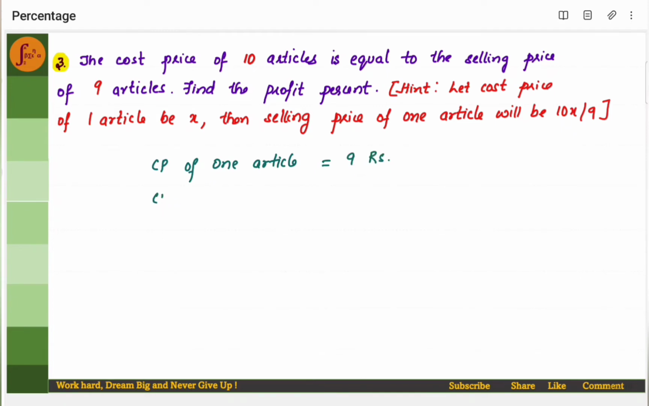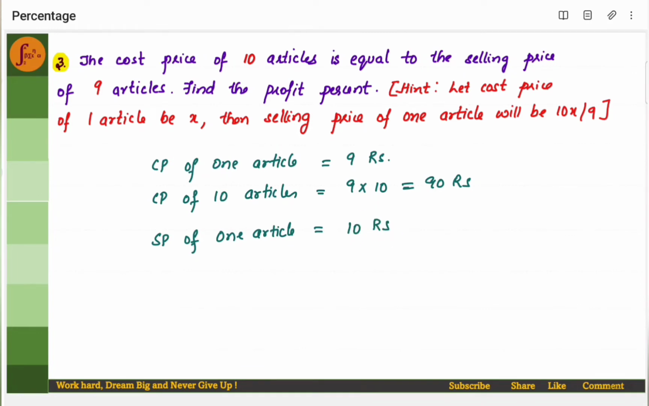So, cost price of 10 articles would be 9 into 10, which is 90 rupees. Right? Now, what is the selling price of one article? Say, let's assume that selling price of one article is 10 rupees. It's talking about profit here. So, that's why selling price would be more than the cost price because there is profit. So, the price at which you sell this article is going to be more than the original price. So, let's assume that it is 10 rupees.